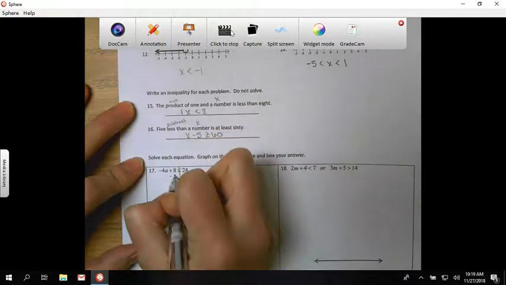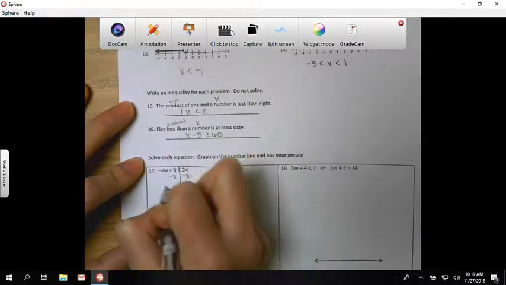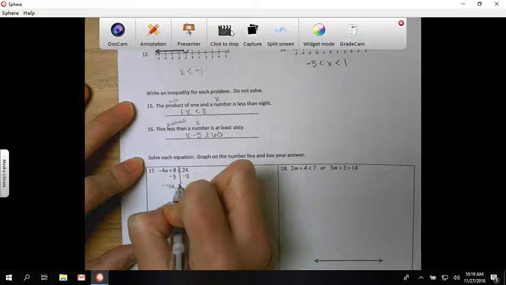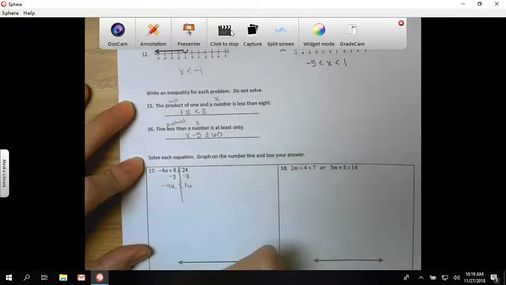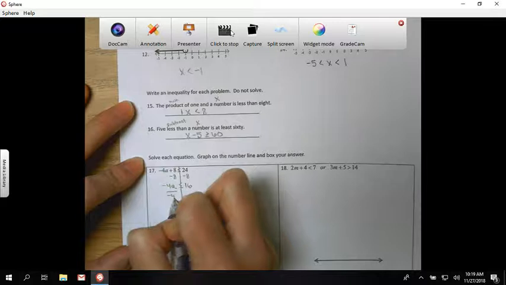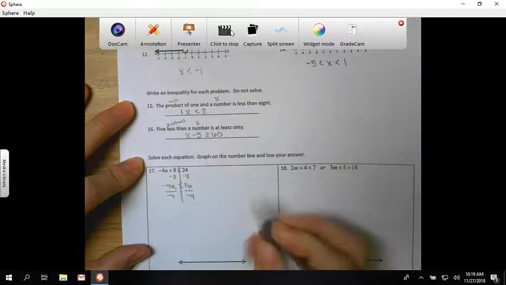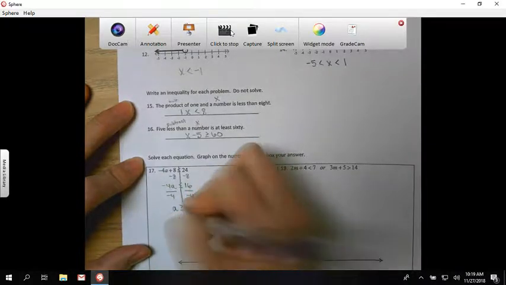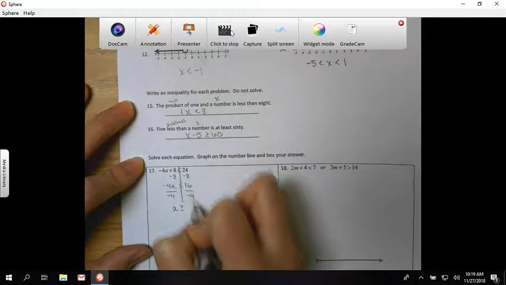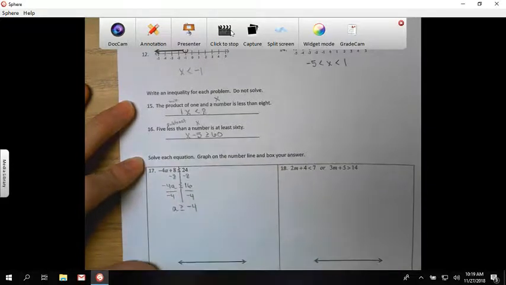So I'm going to move my 8 to the other side. So 24 minus 8 is going to give me a 16. Right here on the very first one, I'm going to divide by a negative 4. So when I divide by a negative 4, that reverses that inequality. 16 divided by negative 4 is a negative 4.